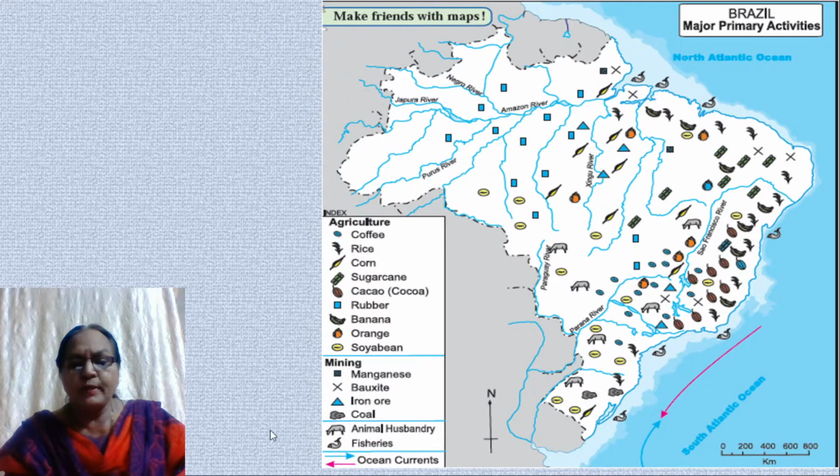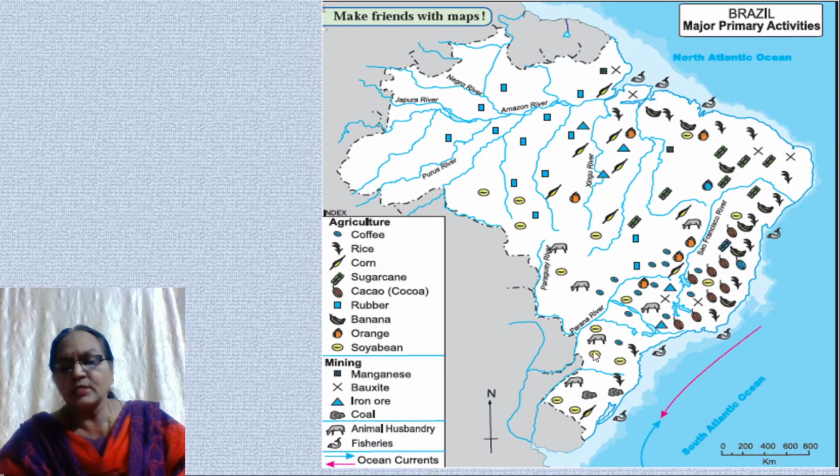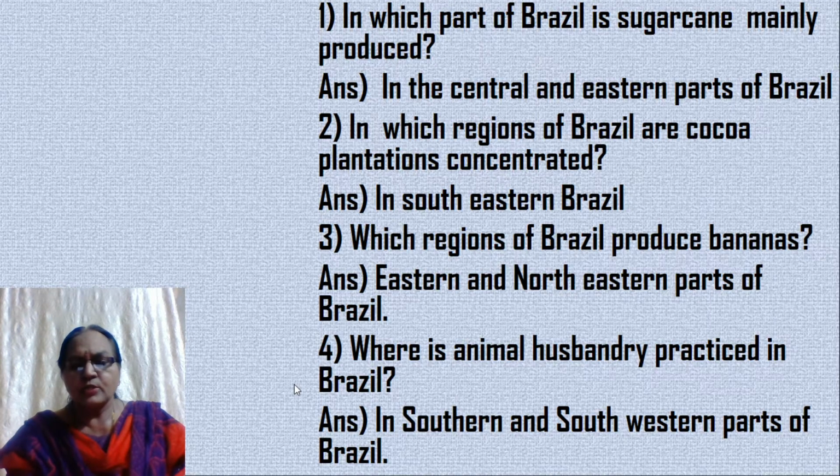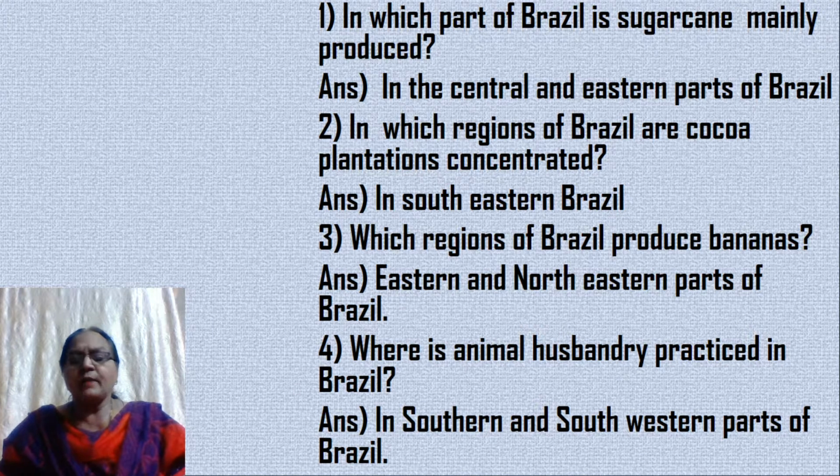So animal husbandry, there's a symbol for that. So you have it here. Just think, we don't have it here along the northern part. Then here, southern, then you have the central part here. Then southeastern part, south. Eastern, southeastern part, then your central part. So where is animal husbandry practiced in Brazil? Animal husbandry is practiced in the southern as well as southwestern part of Brazil.